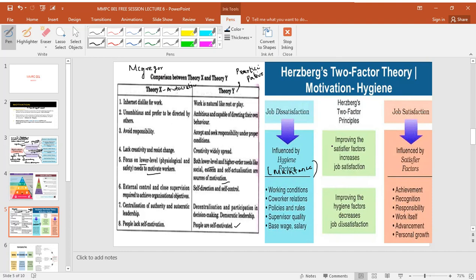So the factors we already discussed, like achievement, recognition, job advancement and all. If the motivational factors are present in an organization, that will definitely increase the job satisfaction. The main thing you have to remember is there are two factors, that is hygiene factors and the motivational factors. The presence of the hygiene factors at a satisfactory level can reduce the job dissatisfaction, but it cannot increase the satisfaction. But the motivational factors can increase the job satisfaction, if they are present.